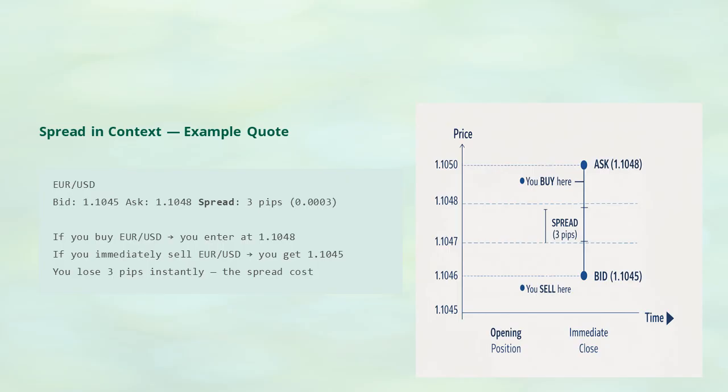This is not a flaw in the market. It's the cost of doing business. Your job as a trader is to overcome this initial hurdle with price movement in your favor. The larger your target, the easier it is to overcome the spread. The smaller your target, the more the spread eats into your potential profit.